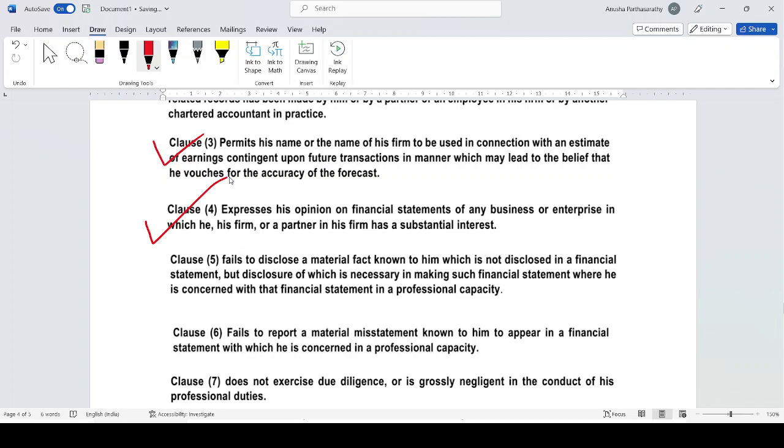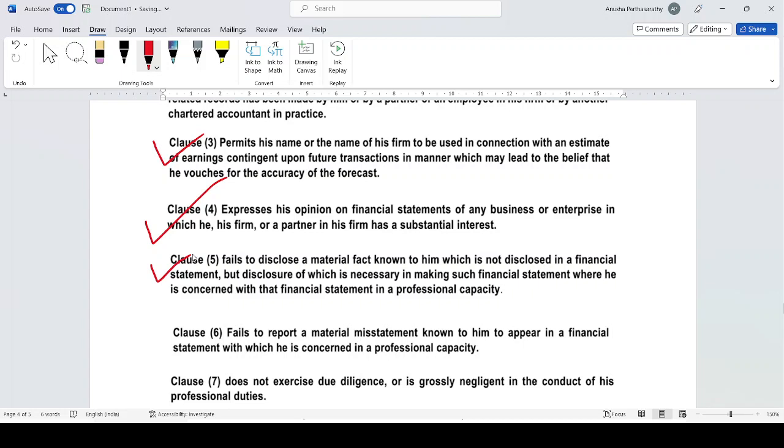As per Clause 4 of Part 1 of the Second Schedule, Chartered Accountants Act 1949, a chartered accountant in practice shall be deemed to be guilty of professional misconduct if he expresses his opinion on the financial statement of any business or enterprise in which he, his firm, or a partner is interested. Clause 5 of Part 1 of the Second Schedule, Chartered Accountants Act 1949.